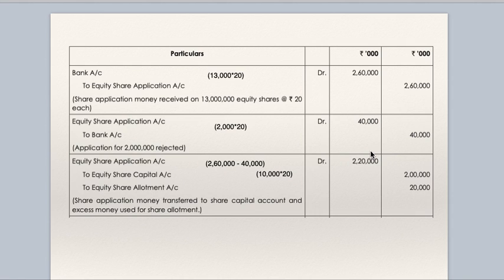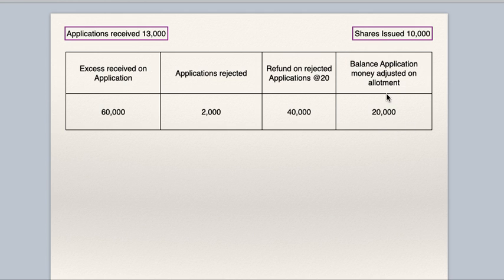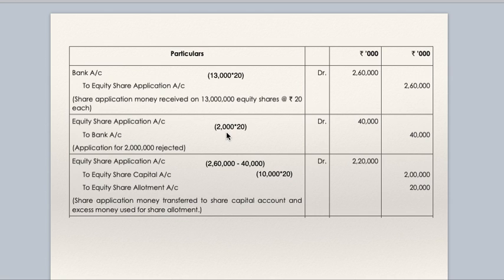The entry is: Equity share application account debit 2,20,000, to equity share capital 2 lakhs, to equity share allotment 20,000. 20,000 is adjusted towards allotment, and 40,000 is refunded. That is how these entries are to be passed.